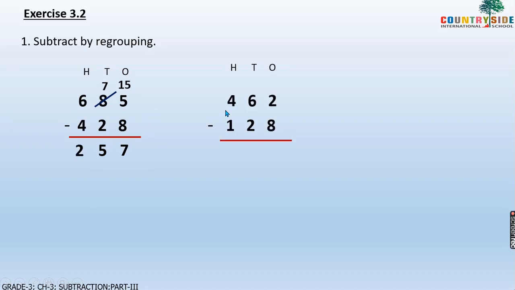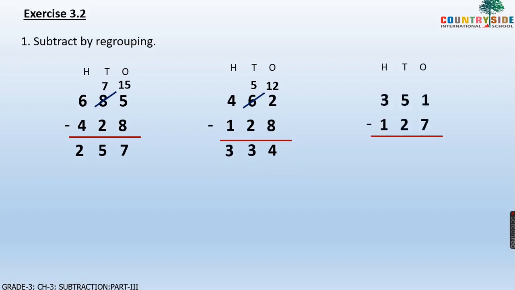Then next is 462 minus 128. Again the same thing here, from 2 we cannot subtract 8. So again we will cut this 6, it will become 5 and this 2 will become 12. So 12 minus 8 is 4. Then 5 minus 2 is 3. And 4 minus 1 is 3.